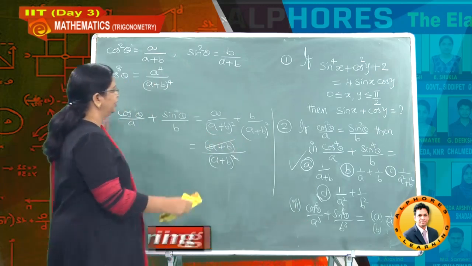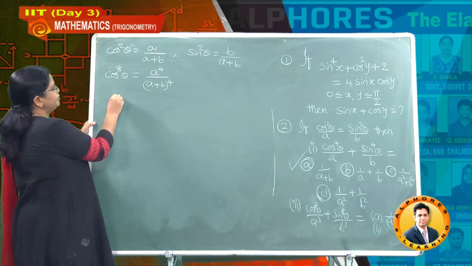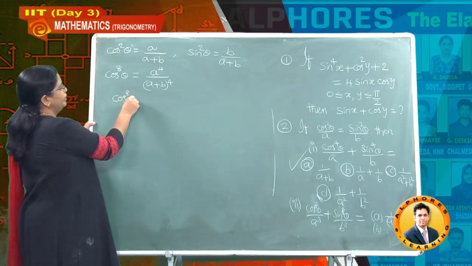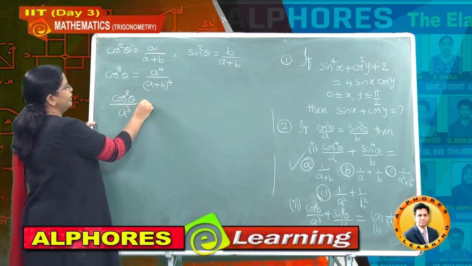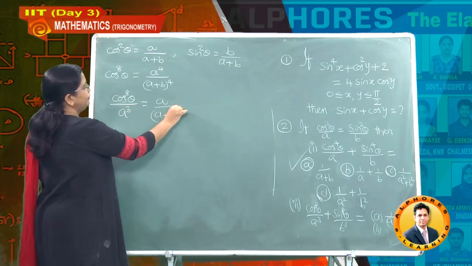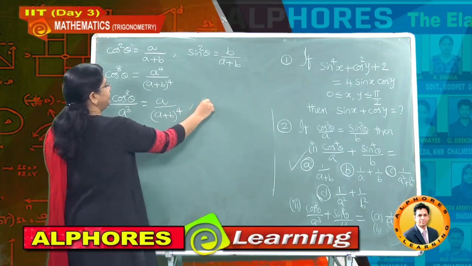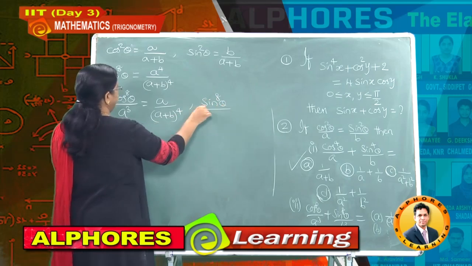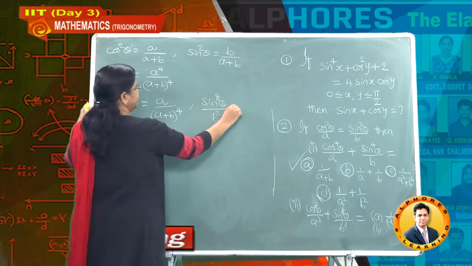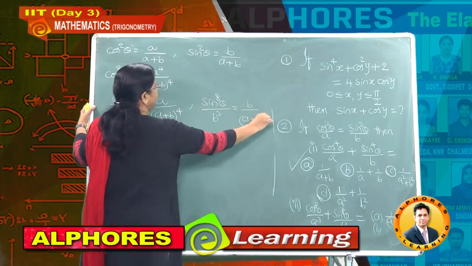And upon this how much is our requirement? A cube is our requirement, therefore I will take here cos to the power of 8 theta divided by a cube, and hence here a divided by a plus b whole to the power of 4. Now in the same way, what is our sin to the power of 8 theta divided by b cube? This is equal to b divided by a plus b whole power 4.